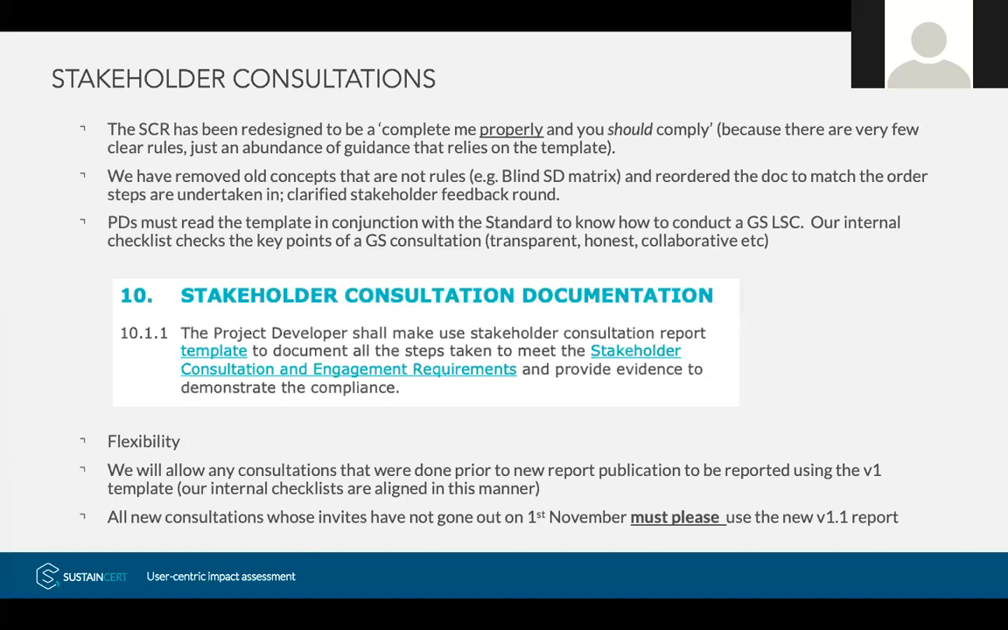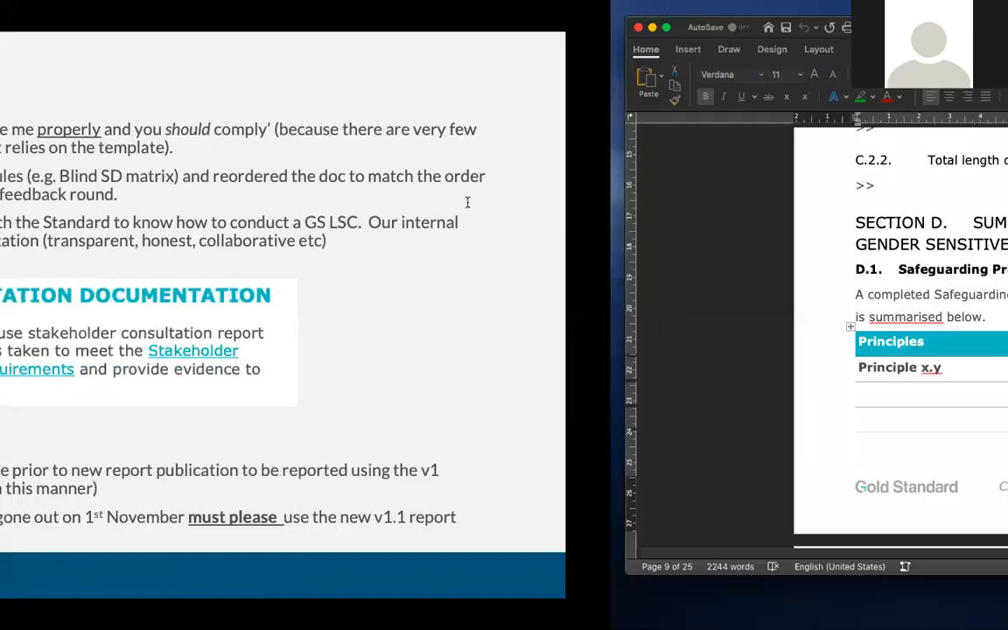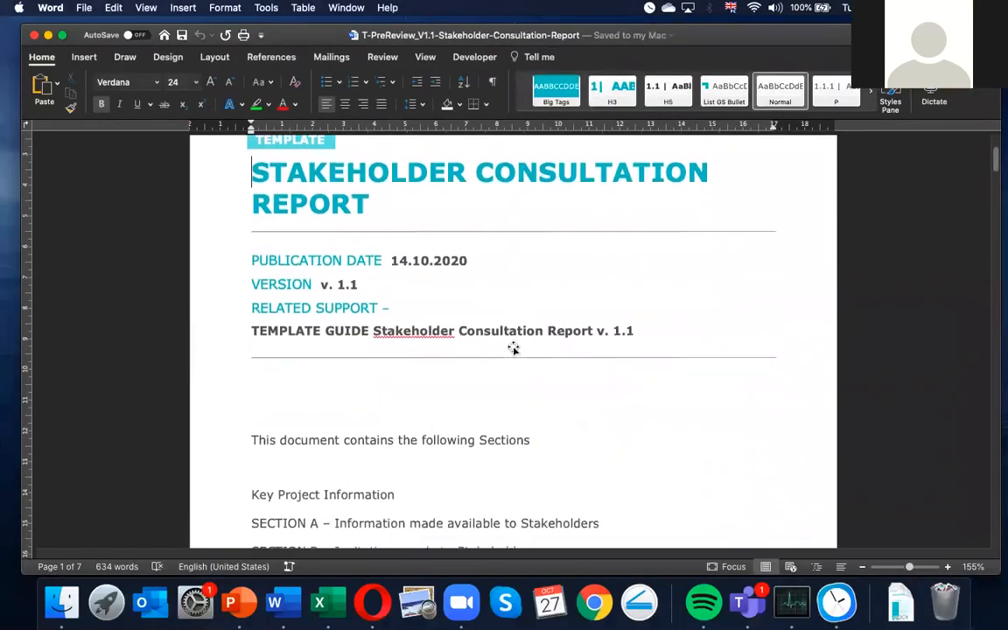For example, the blind sustainable development matrix. That's no longer a requirement in GS4GG, I guess for the simple reason that SDGs are not really common parlance for many of the people you are consulting with. One of the other things we've done is reorder the document to match the order in which steps are undertaken, and we've also clarified the stakeholder feedback round. I'm just going to show this on screen.